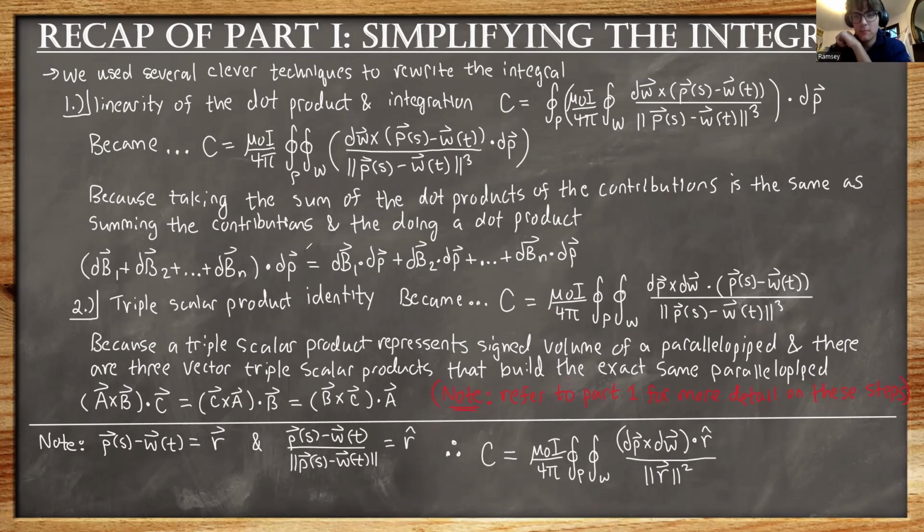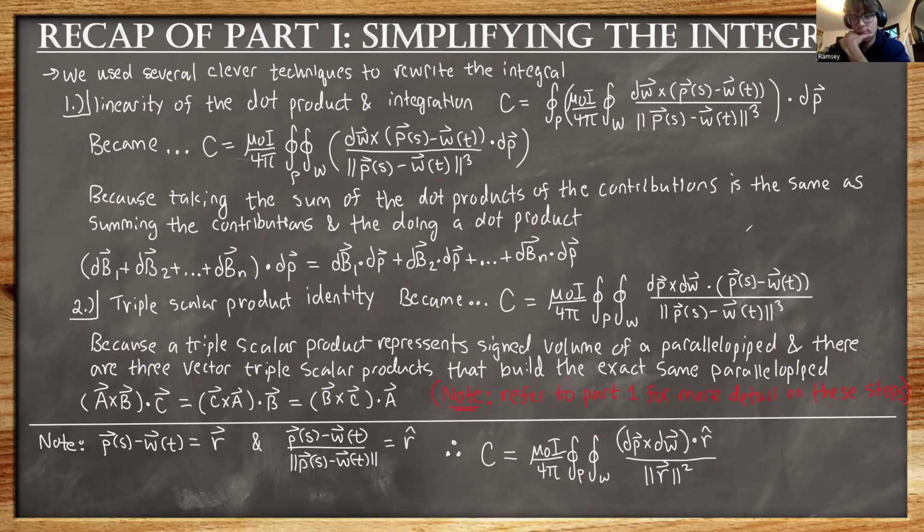Yes. Then after that, we used a triple scalar product identity, which allowed us to write the dot and cross products in the numerator in a little bit different of an order. Because the triple scalar product, that's whenever you have A cross B dot C vector, represents the signed volume of a parallelepiped, right? A weird kind of three-dimensional extension of a parallelogram. And as it turns out, there are 3 vector triple scalar products that build the exact same parallelepiped.